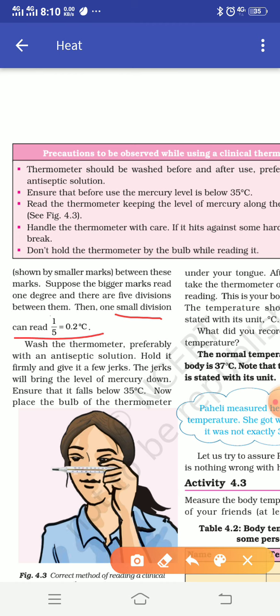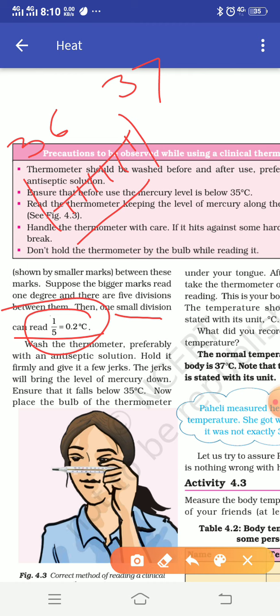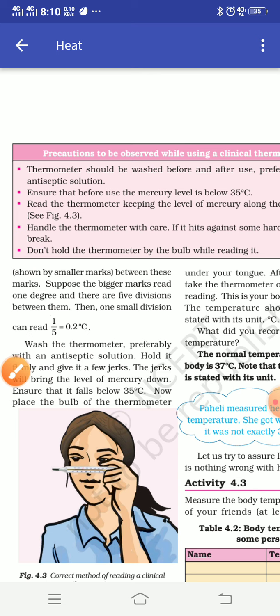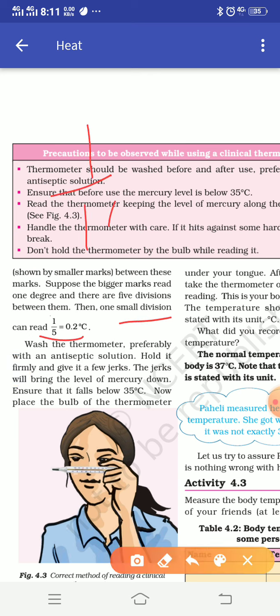According to your book, it is divided into 5 small divisions. In this thermometer, between the two marks 36 and 37, there are 10 divisions. So 1 degree is divided into 10 equal divisions. One small division can be read as 1 upon 10, that is 0.1.